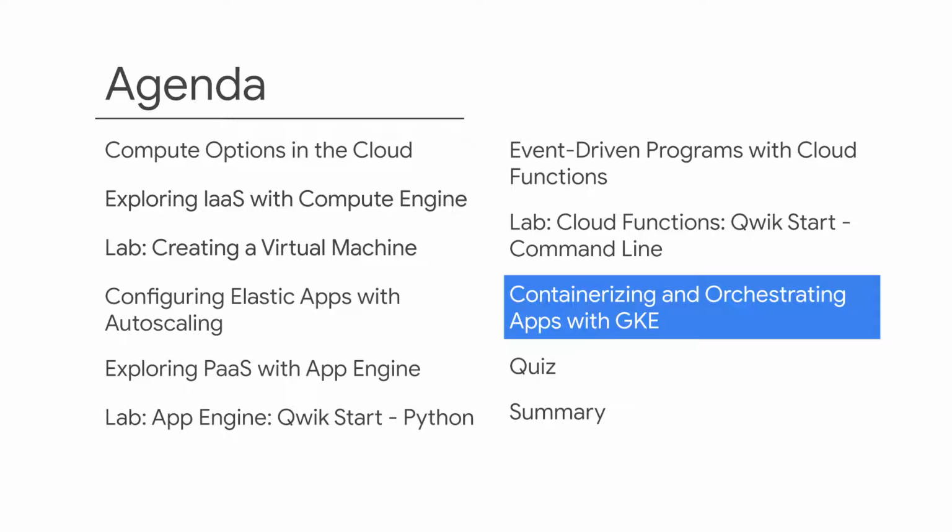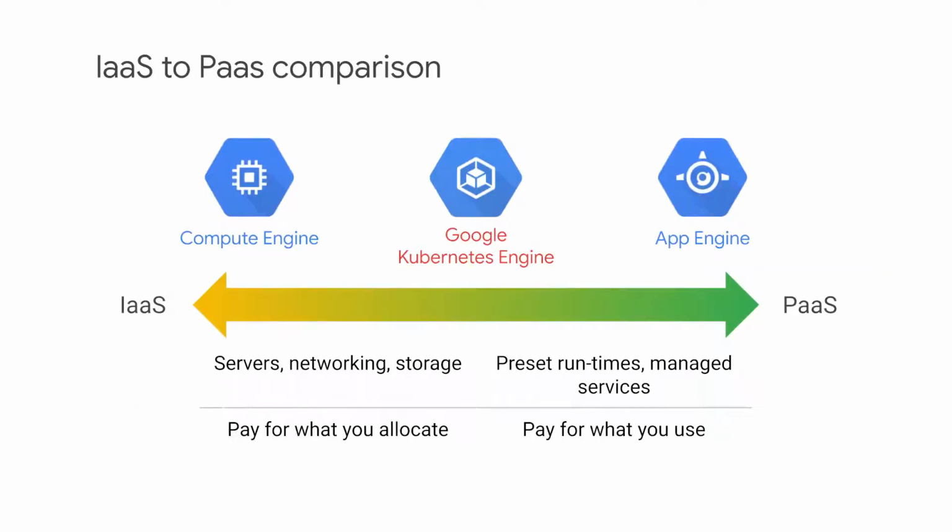In this final topic, you'll learn how to leverage Google Kubernetes Engine. You've already discovered the spectrum between infrastructure as a service and platform as a service. And you've learned about Compute Engine, which is the infrastructure as a service offering of GCP with access to servers, file systems, and networking.